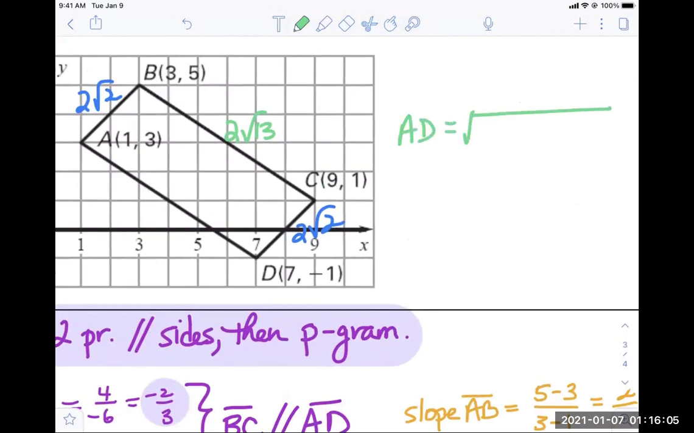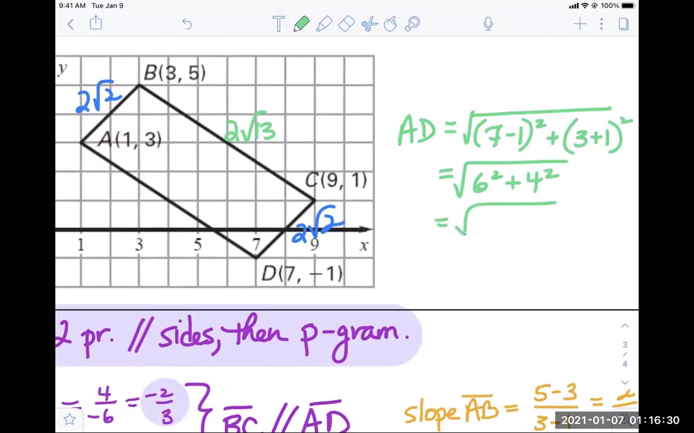square root of 7 minus 1 squared, and then again, it doesn't matter the order. I'm going to go ahead and do 3 plus 1 on this one just to show you it doesn't matter. Okay, square root of, that'll be 6 squared, and that'll be positive 4 squared. It ends up being the same as negative 4 quantity squared, so it's still going to be 36 and 16. It's still going to be square root of 52. It's still going to be 2 root 13.